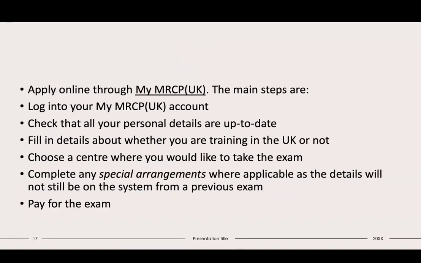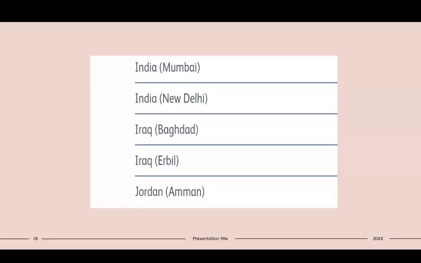So apply online through your My MRCP UK account, on the newly developed, very well presented website. It went live only a few days ago. It's a new website now. The main steps are: log into your My MRCP UK account, check that all your personal details are up to date, fill in details about whether you are training in the UK or not, choose a center where you would like to take the exam, complete any special arrangements where applicable, and pay, of course, for the exam.